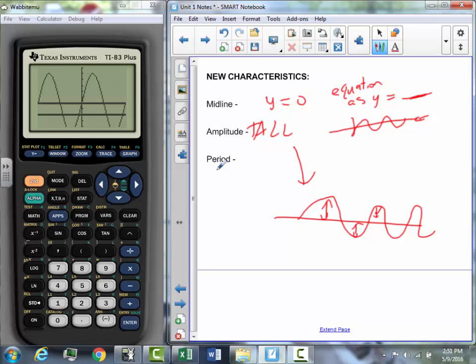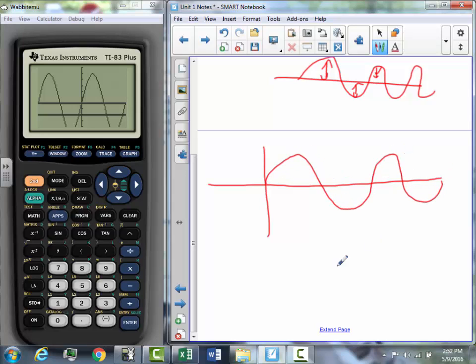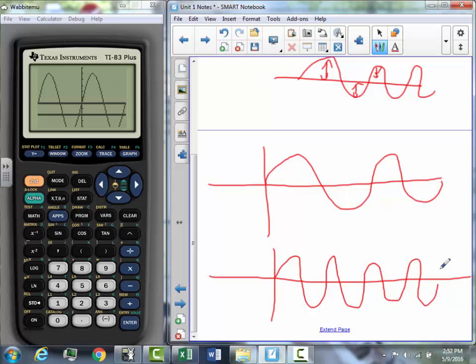The last little bit is period. And period is sometimes also known by the term frequency. Now, they do mean different things, especially in the physics realm. But basically, period refers to how often these waves come around. Maybe the best way of diagramming that would be to show you a couple of examples. Here is one graph, and here is a second graph.